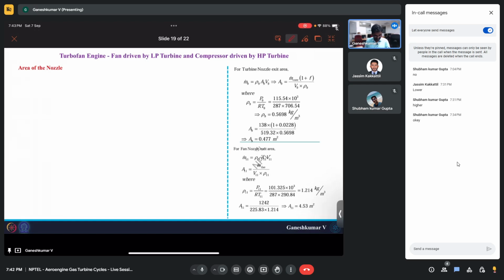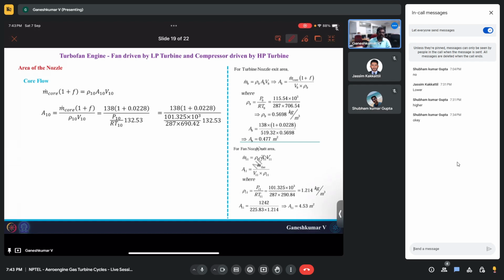Okay, so the next thing is you want to find the area of the nozzle. For the core flow, it's straightforward: m dot core into (1 plus f), because fuel is also added, is P10, A10 and V10. The changes here will be that P10 and T10 are different compared to the conventional turbofan engine, and also the velocity is different. The temperature is 132.53 Kelvin. 519.32 meters per second was the conventional turbofan engine's exit velocity. Here it is 132, and because of this lower velocity, you will see a very high increase in area.